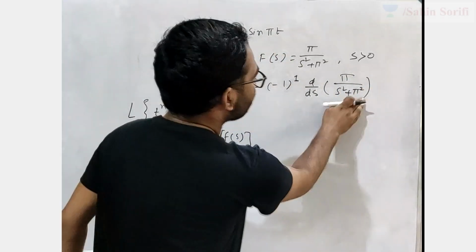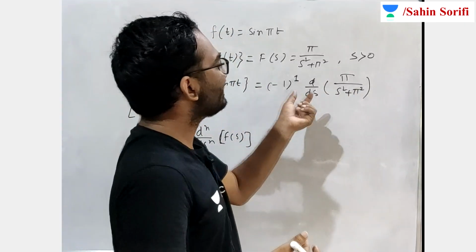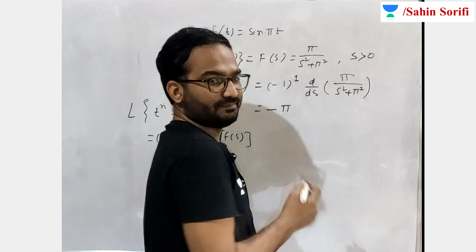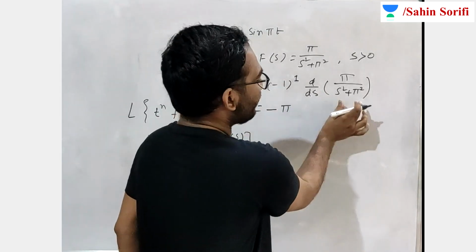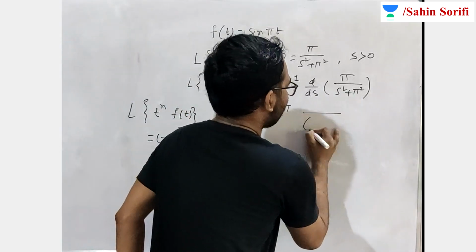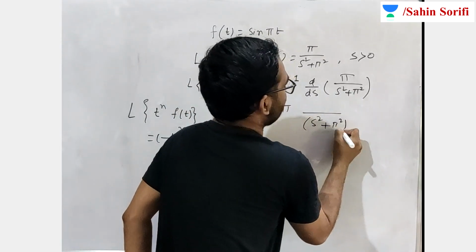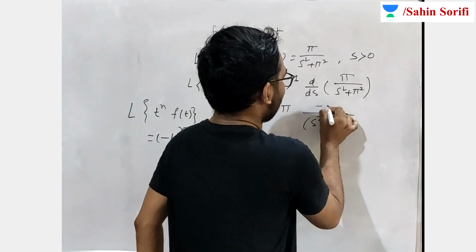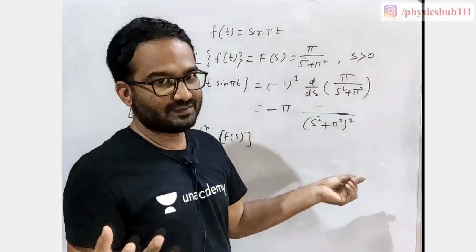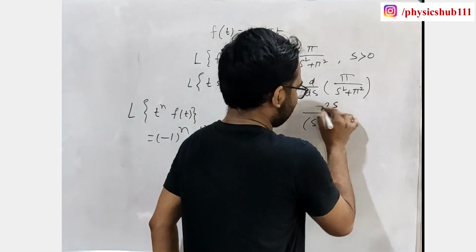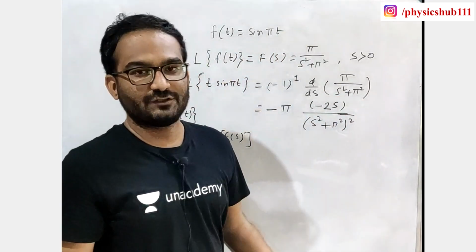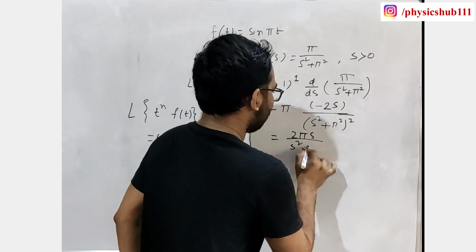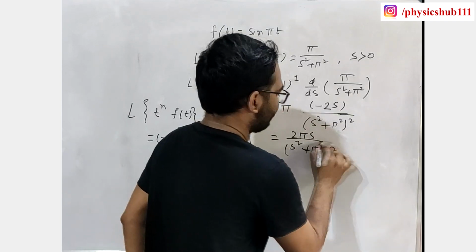Okay. Now what next can we do? We can just take the derivative of this thing. Minus is remaining as it is, and pi is coming outside because that's a constant. Now d/ds of s square plus pi square will produce minus 1 by s square plus pi square whole square with a minus sign, and the derivative of s square plus pi square produces 2s, because we are evaluating the derivative with respect to s. So this is basically 2 pi s by s square plus pi square whole square.